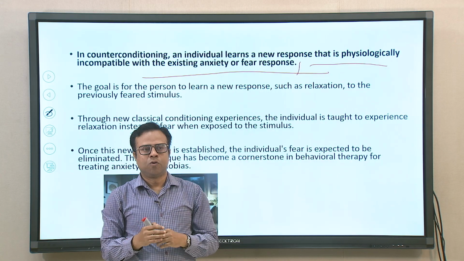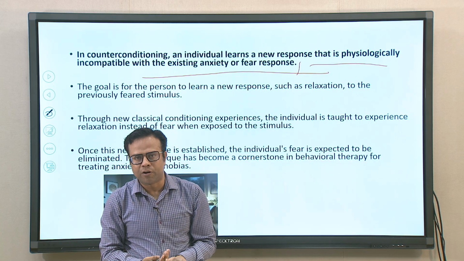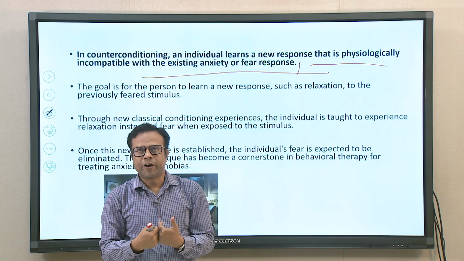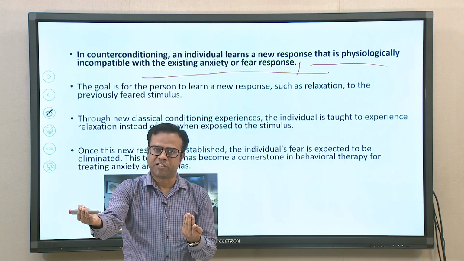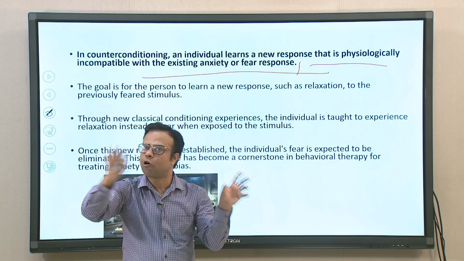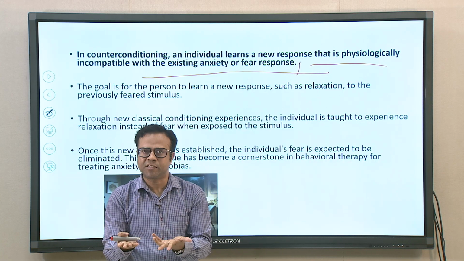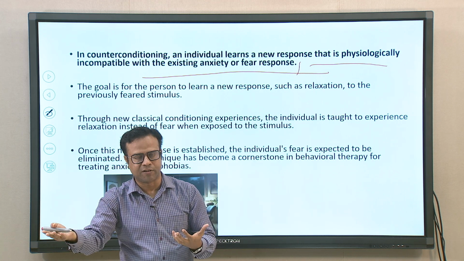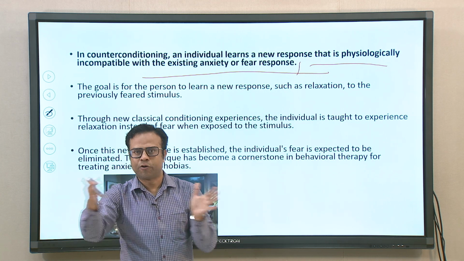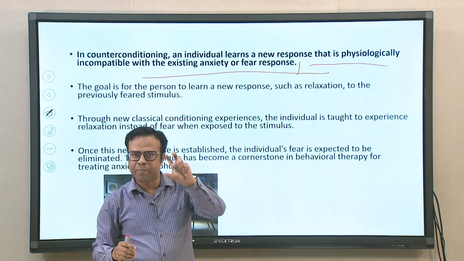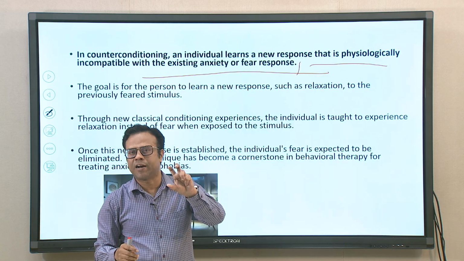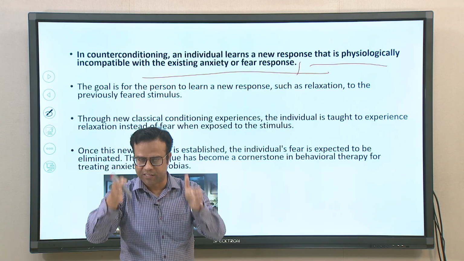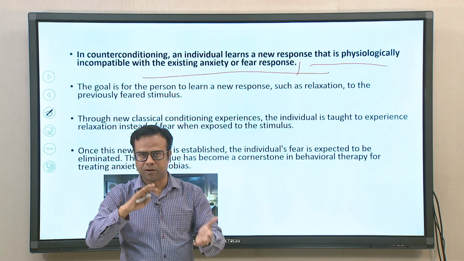For example, one incompatible response to fear or anxiety is relaxation. You cannot be relaxed and be full of anxiety; both cannot happen together. These are incompatible responses. Whenever you are stressed, that means you are not relaxed. Whenever you are relaxed, that means you are not stressed or full of anxiety. If you experience relaxation, you are not full of anxiety. Both cannot happen at the same time, because they are opposite to each other.